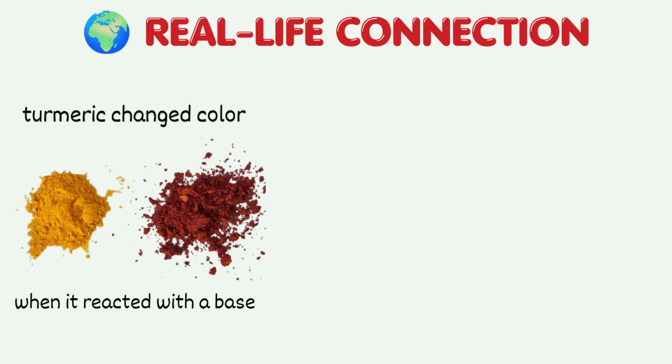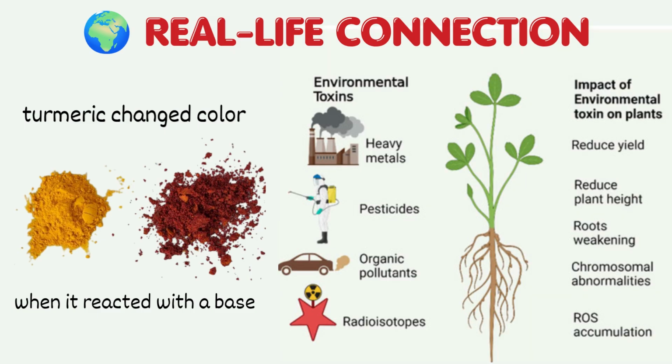Just like turmeric changed color when it reacted with the base, plants also react to pollution. The difference is that plants show their reactions through changes in their leaves, growth, and overall health.